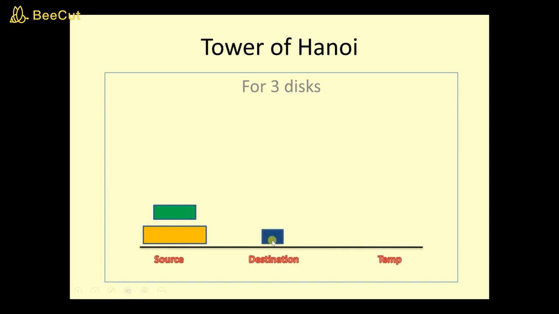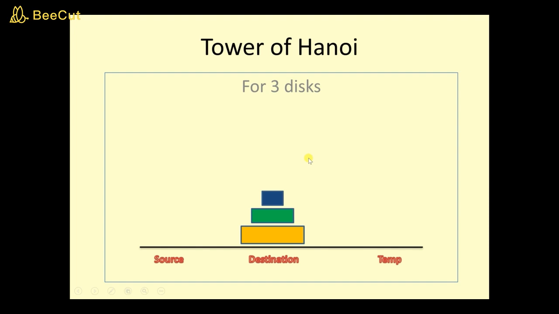So first the smallest one will come over here, then the larger one over here. As you can see, we are moving only one disk at a time, and now we have moved the smallest one onto a bigger one. We can't keep a bigger one on the smaller one. Then the largest one is kept over here, the smallest one over there. Then this came from the temp, and from the source, the smallest comes here.